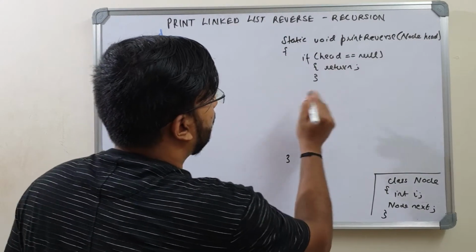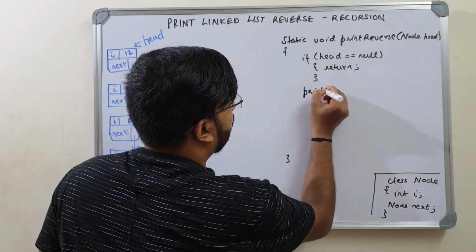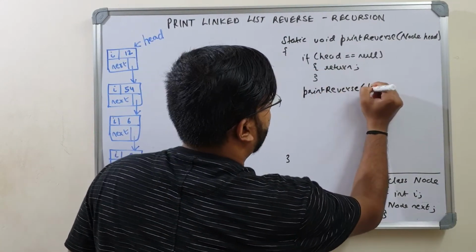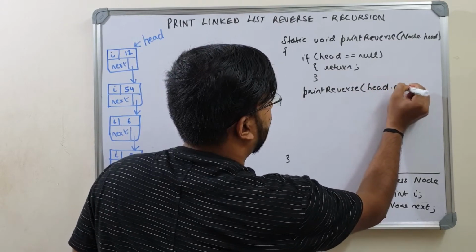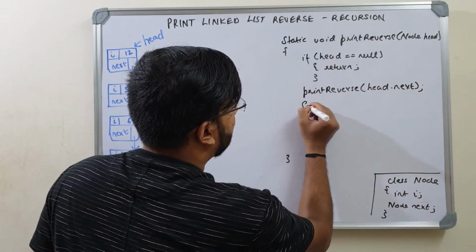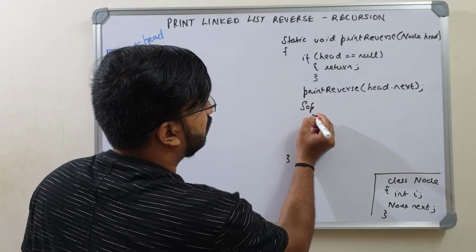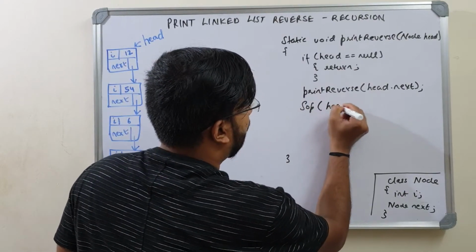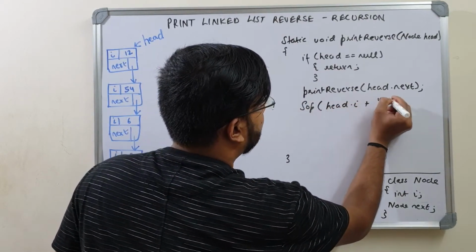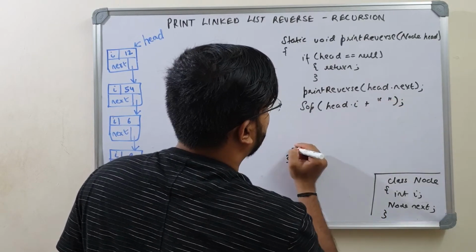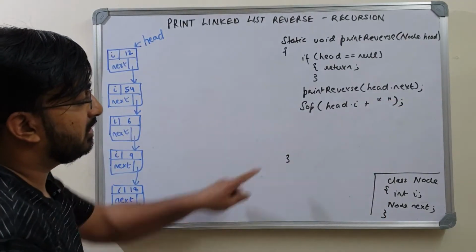If the head is not null, I will recur. I will say printReverse, and I'll pass the next of this head. In the next line, I am going to say SOP, this is System.out.print, the value of i at this head followed by a space so that we can separate the values we are printing. And our method is done.